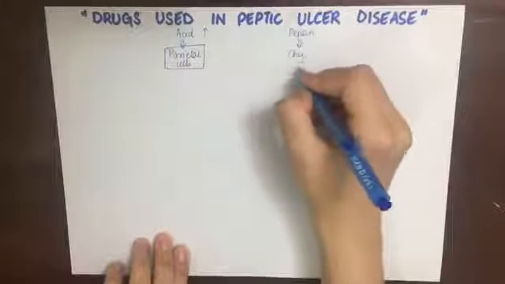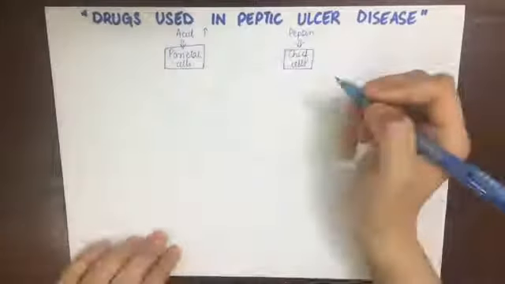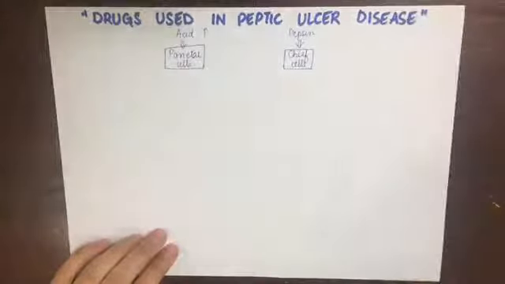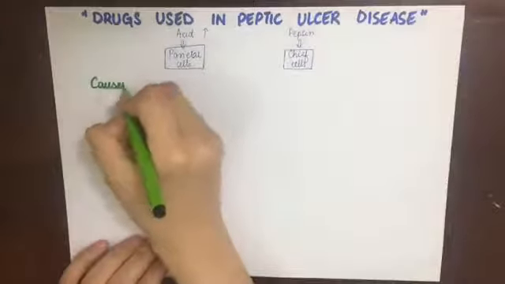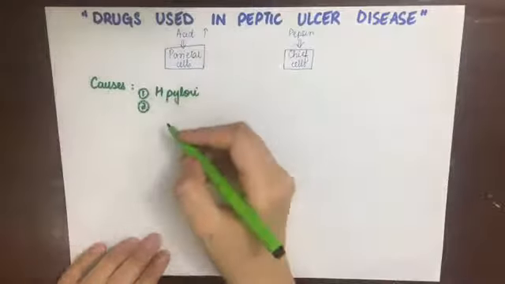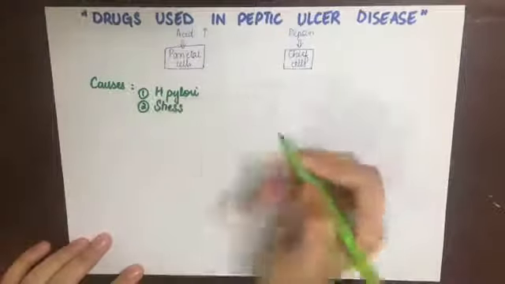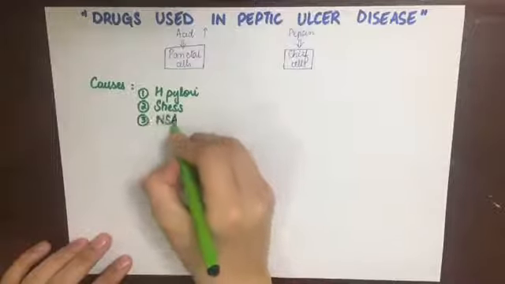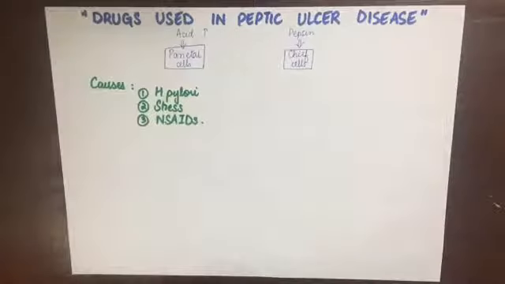Now, the causes of peptic ulcer can include three major things. First, it can be due to an H. pylori infection. Secondly, it can be caused due to stress in chronic disease patients. And thirdly, it can also be induced by NSAIDs.